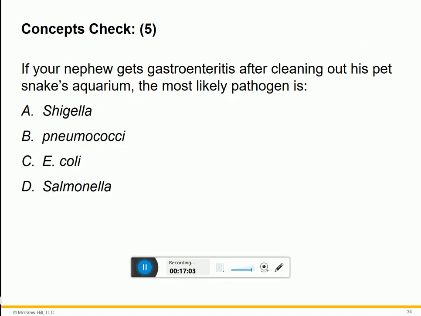So let's check, make sure we're all on the same page here. If your nephew gets gastroenteritis after cleaning out his pet snake's aquarium, so what is the most likely cause of the infection? Is it Shigella? Is it pneumococci? Is it E. coli? Is it Salmonella? So if you've answered Salmonella, then you are correct.